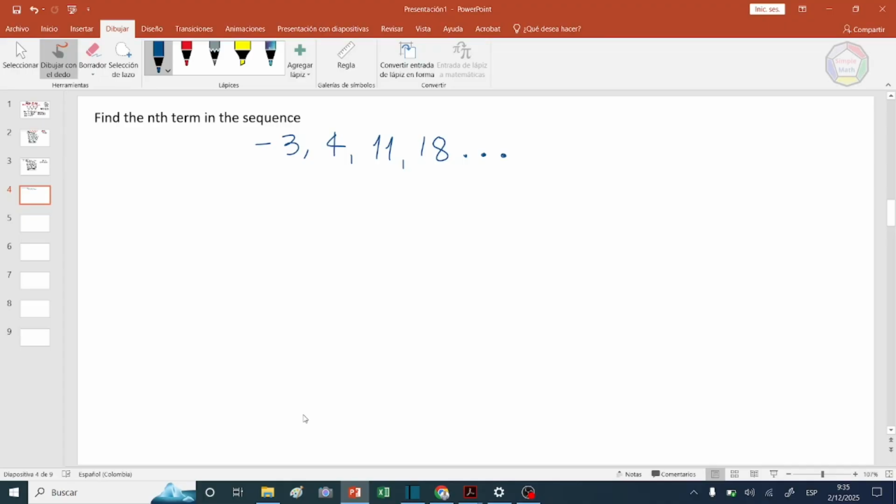All right, remember that the first step is to get the difference. The difference between these two numbers is 7, and between this one and this one is also 7. So the difference is 7. So we're going to use the formula. The formula says a sub n is equal to a sub 1 plus parenthesis n minus 1 times the difference. So we only have two things in the formula: we have a sub 1 and the difference.